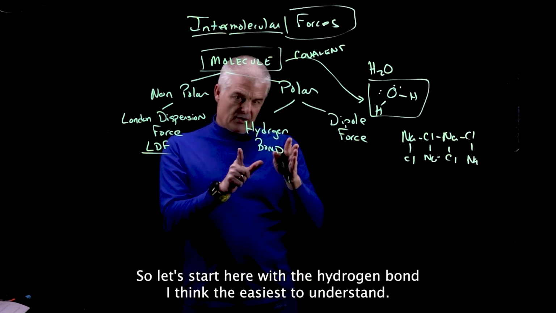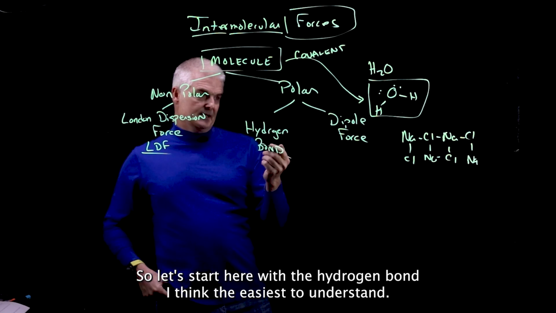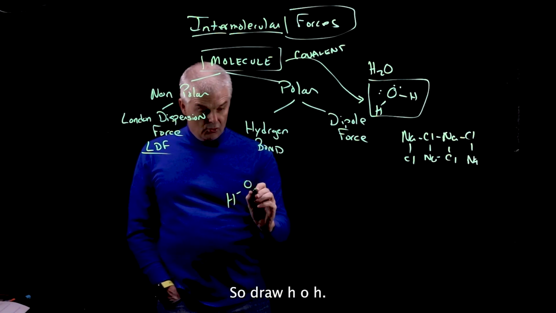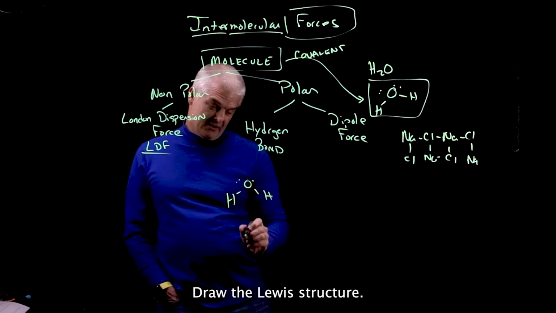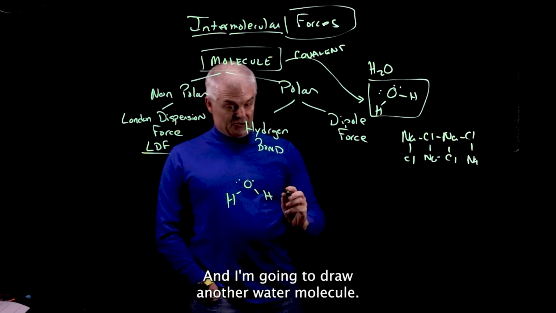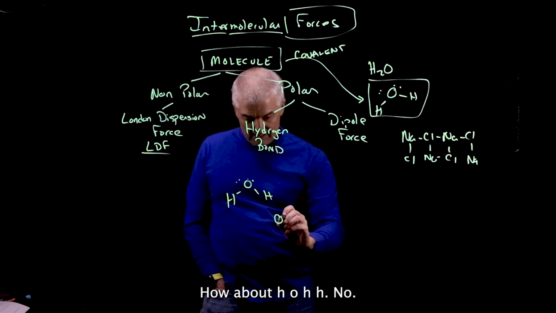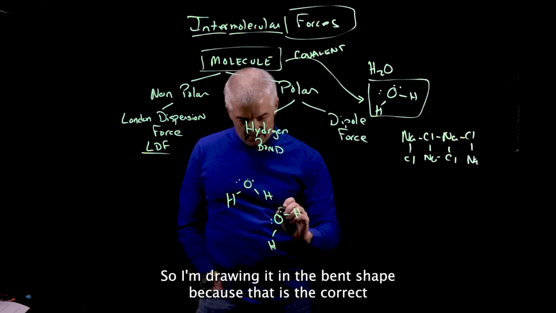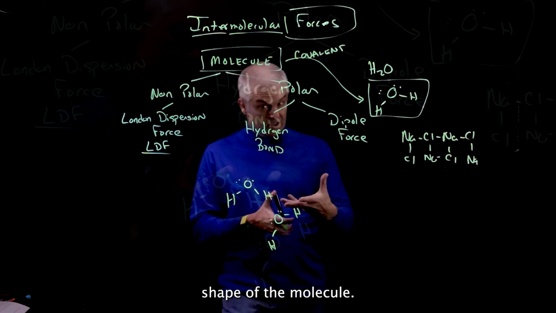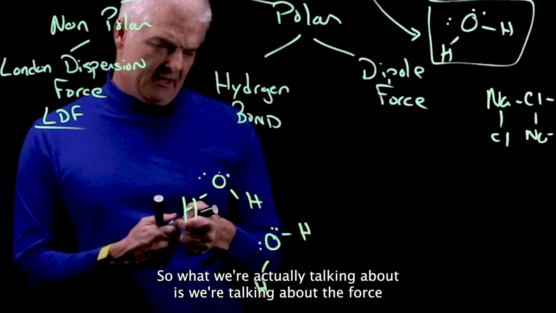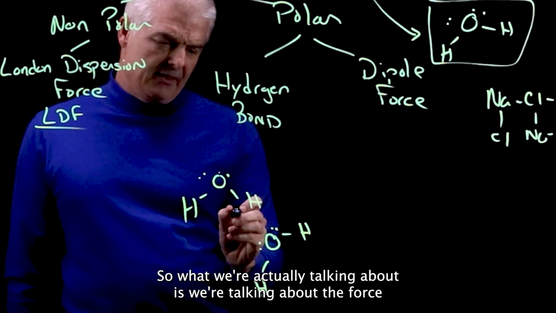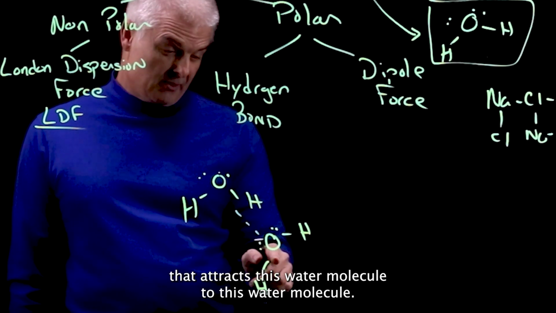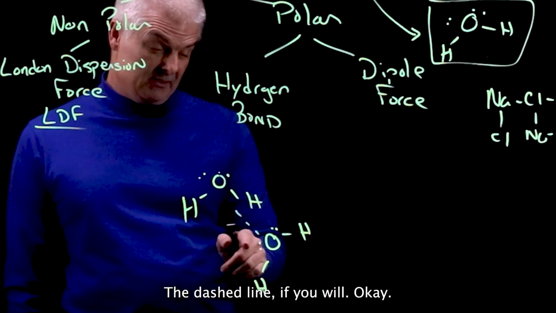So let's start here with the hydrogen bond. I think it's the easiest to understand. So we're going to draw this. Important that you draw this. So I'm going to draw H, O, H. Draw the Lewis structure. And I'm going to draw another water molecule. How about H, O, H? Notice I'm drawing it in the bent shape because that is the correct shape of the molecule. So what we're actually talking about is the force that attracts this water molecule to this water molecule, the dashed line, if you will.